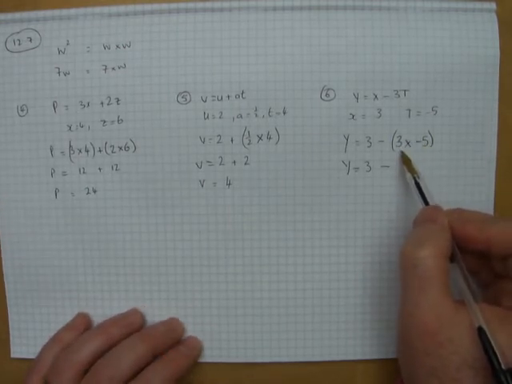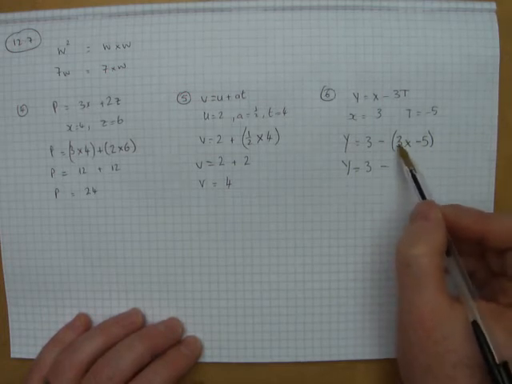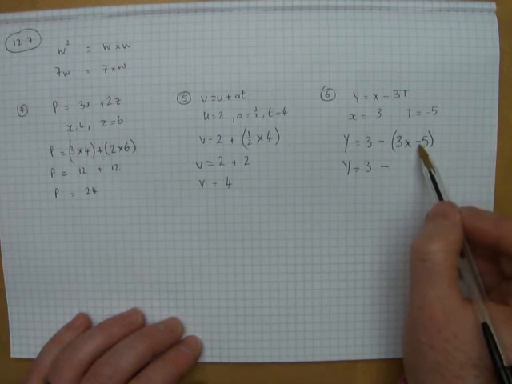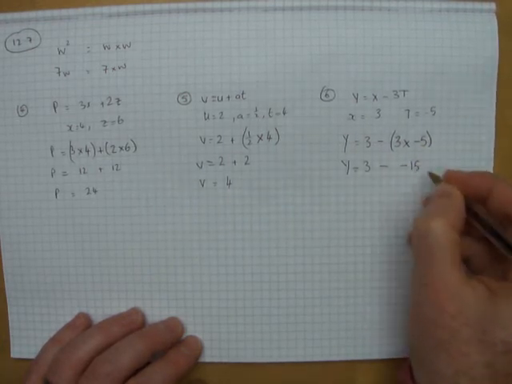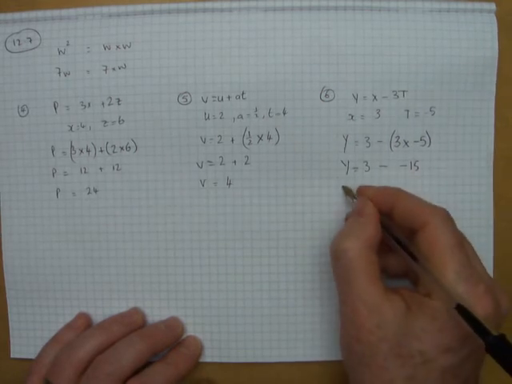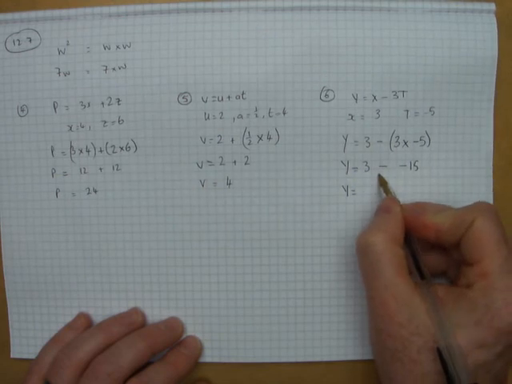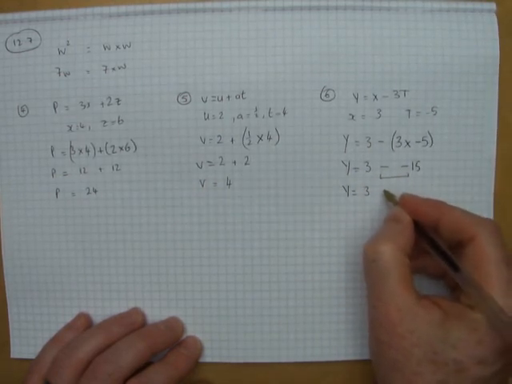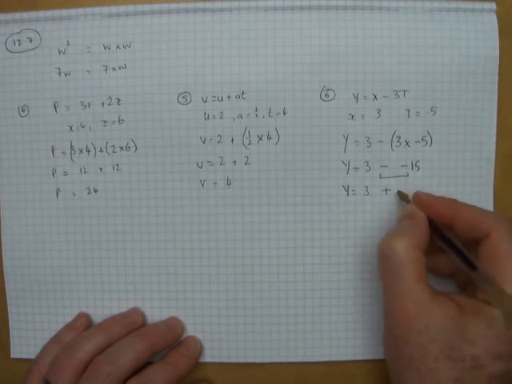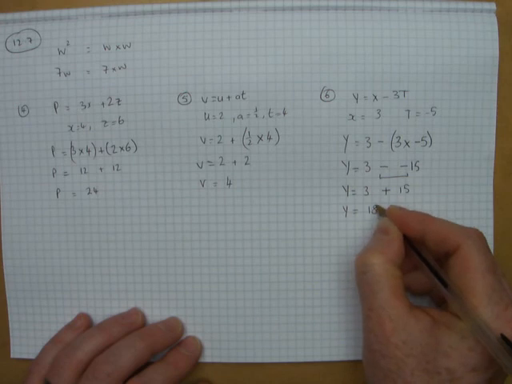Now to do that we just think of 3 times 5, so that's 15. But then a positive times a negative is a negative, so that's going to be negative 15. Now in this equation we have a negative beside a negative, and we should know that a negative and a negative make a positive, so those two become 3 plus 15, so that means that y is equal to 18.